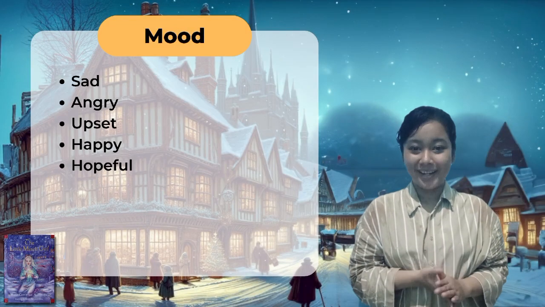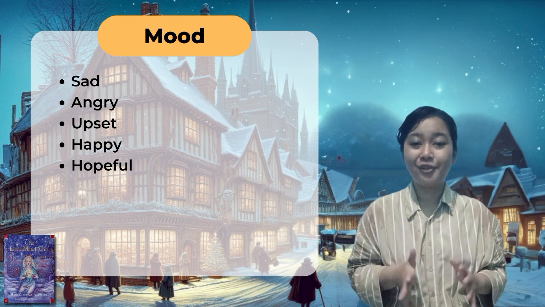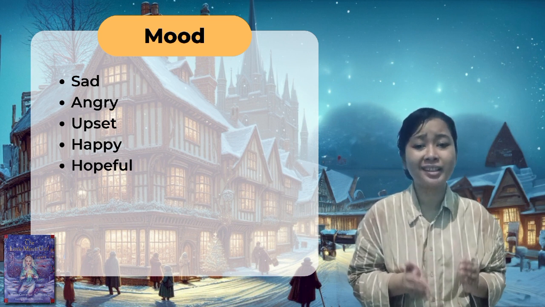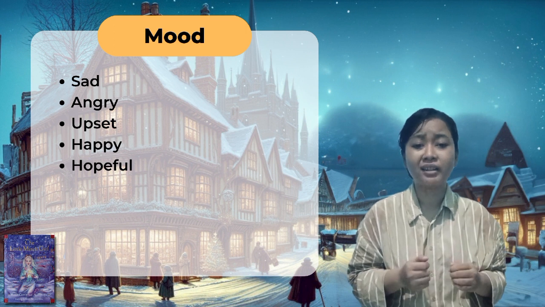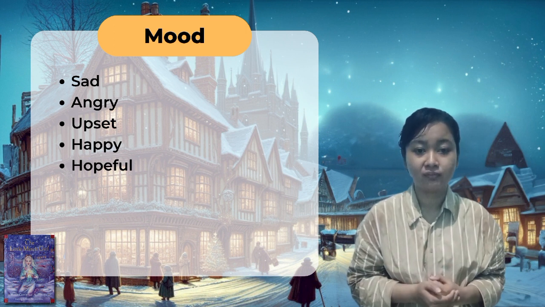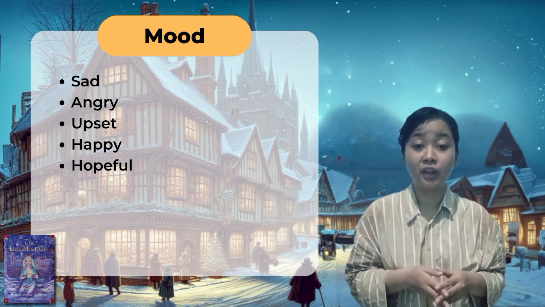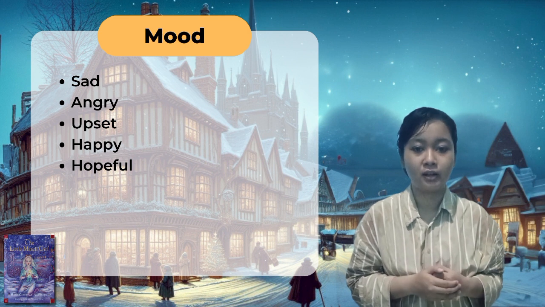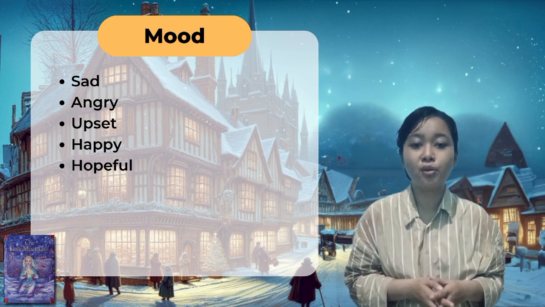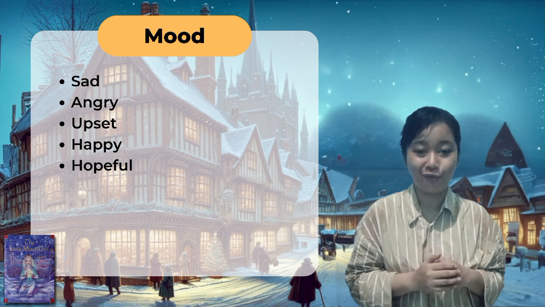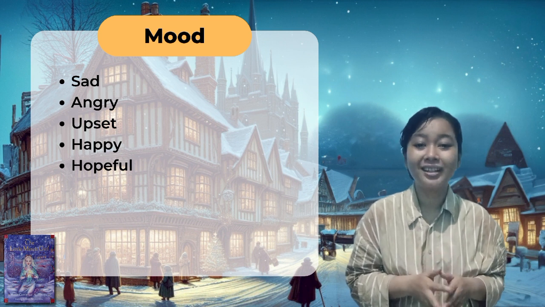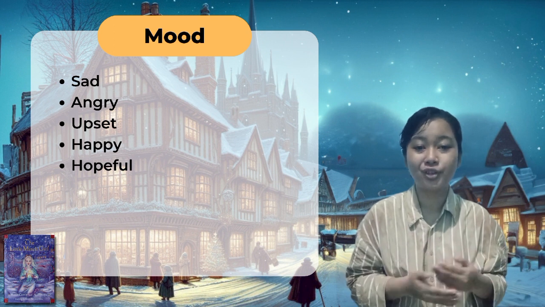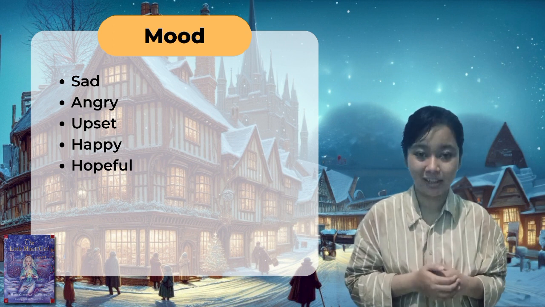Third, mood. The mood is how the story makes you feel. The story makes you feel sad for the girl who has a hard and lonely life. The story also makes you feel angry and upset at the people who do not help her. The story also makes you feel happy and hopeful because the girl sees some good things in the match and she goes to a better place after she dies.